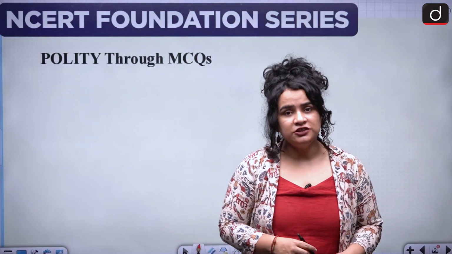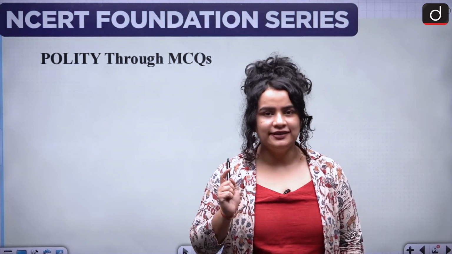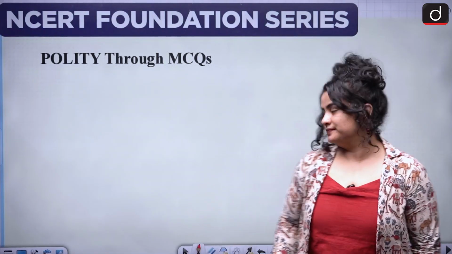Today, we are set to cover the 5th topic or the 5th chapter, which incidentally is also the final chapter of your Class 9 Political Science NCERT, and the chapter is titled Democratic Rights. So, without further ado, let's plunge in.